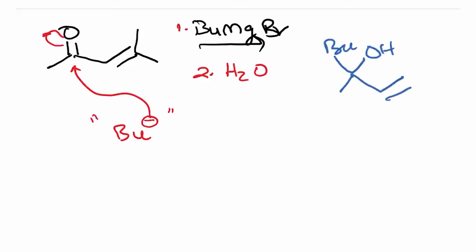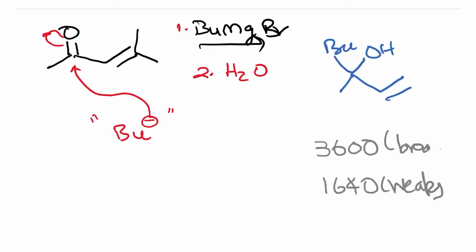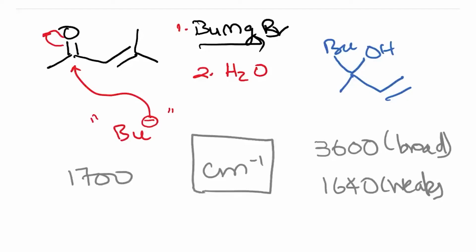Again, if I record the IR spectrum of this, I see a broad signal at 3600 and a weak signal at 1640, and no signal at 1700, which is expected for the ketone. All of these values are in cm⁻¹. So this works very well, and this is consistent with whatever you have studied so far. But let's change the conditions a little bit.